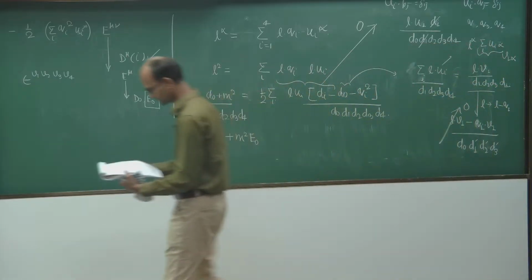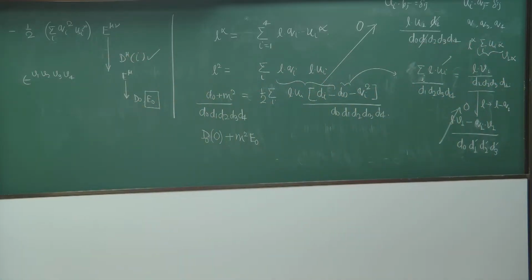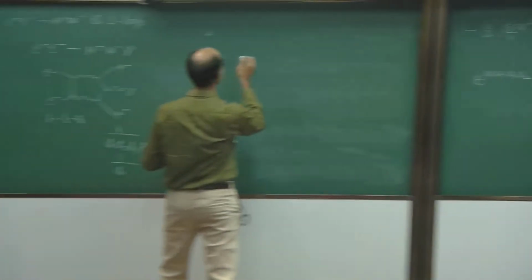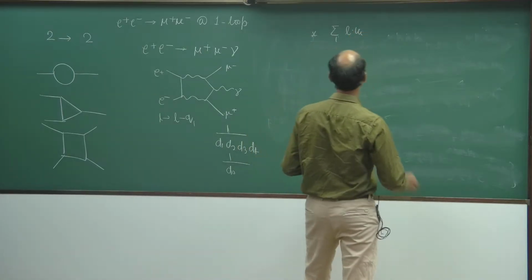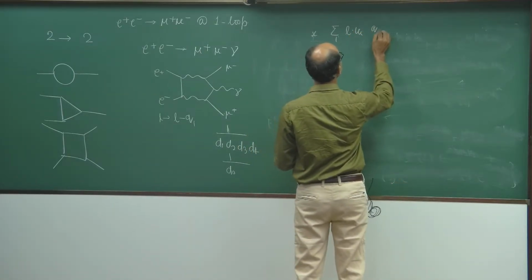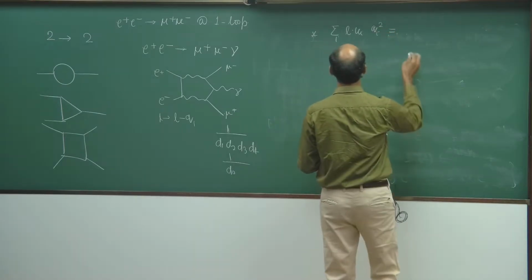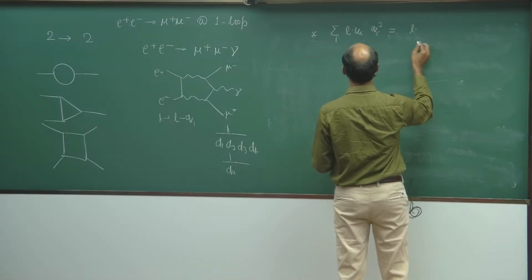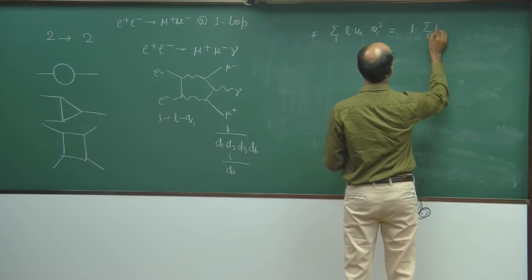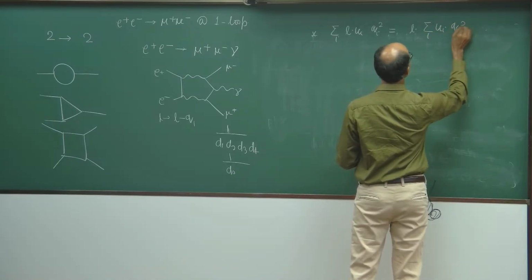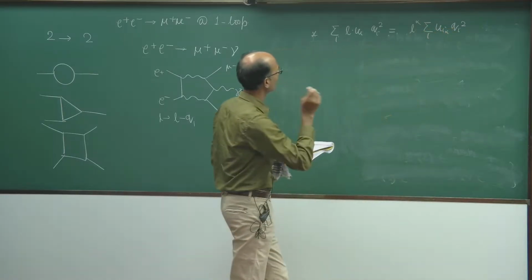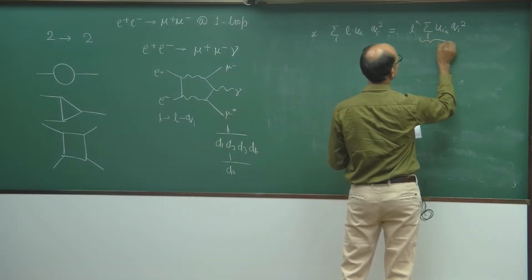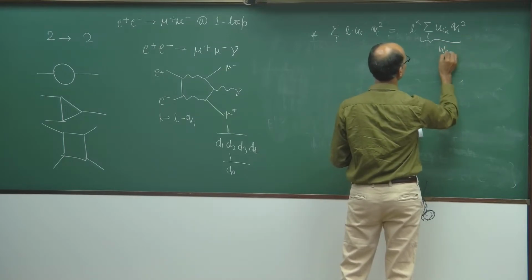Let me write it. So sum over i L dot Ui times Qi squared. This I am going to basically write as L dot sum over i Ui Qi squared, or let's say alpha and alpha. Okay, and so this is a vector. I denote this vector, which doesn't depend upon loop momentum, as W alpha.